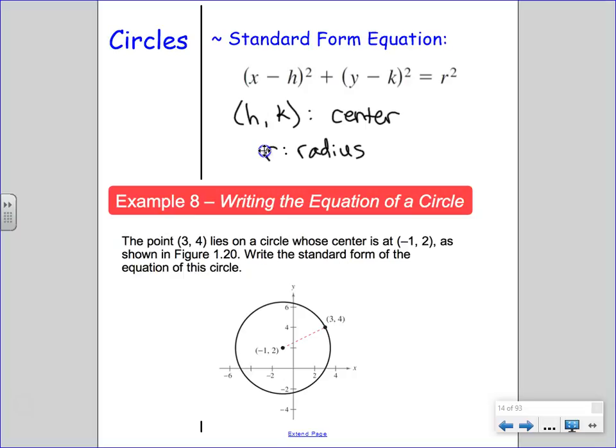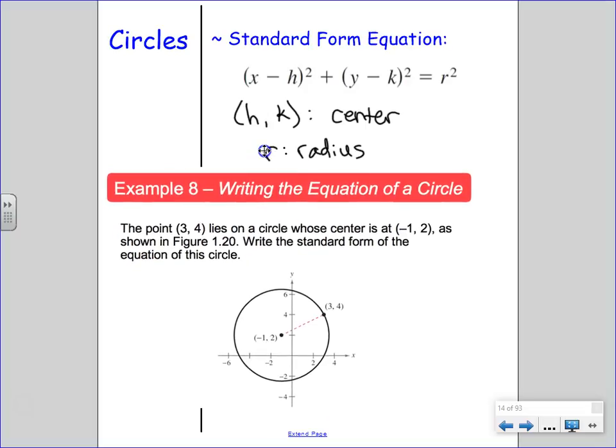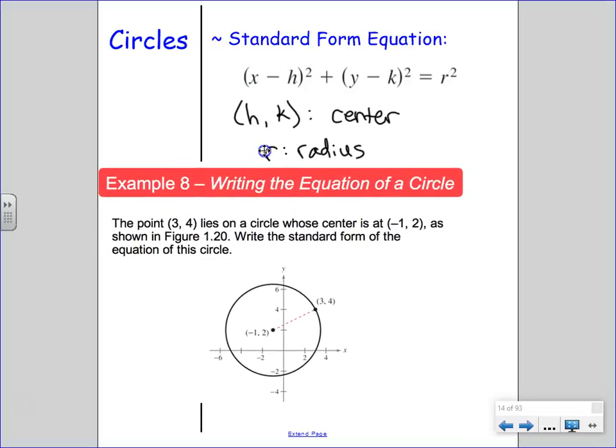Anyway, that's fine. What's something I could plug into the formula from the get-go from this illustration of the circle? I can't plug in 3, 4 yet. What can I plug in? This one. Does that make sense?